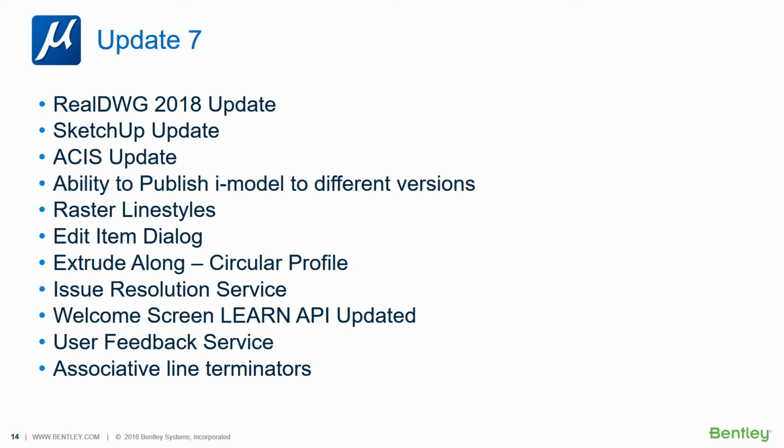And we've provided a user feedback service here as well. So if you like something or dislike something, you can let us know. This is not used for technical support. It's just kind of like the feedback that you would use with social media to provide approval or disapproval of technology here. And we've also done some associative line terminators, which is something that has been hanging on for a long time, and actually is a very nice little feature.